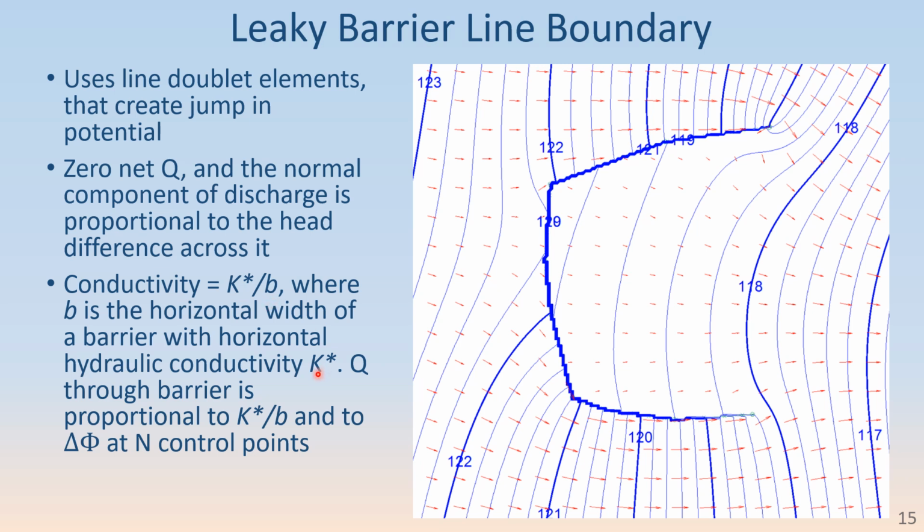And if you're doing sheet pile walls, you have to come up with this conductivity based on manufacturer's recommendations and so on. So this again uses line doublet elements like the specified normal flux boundaries, and these have no net discharge, and the normal component of discharge is proportional to the head difference across it.